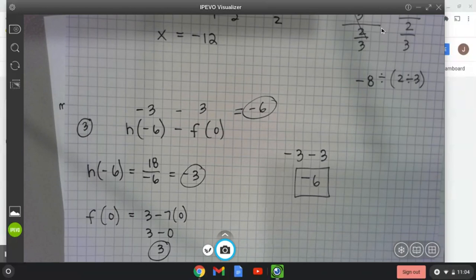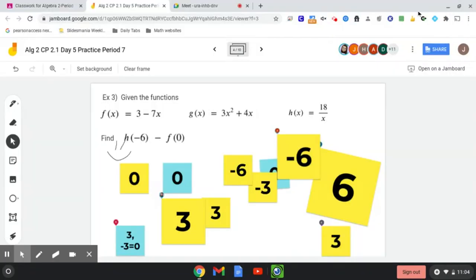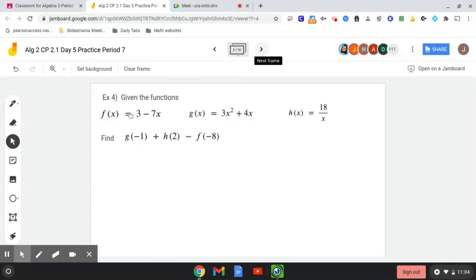Okay, perfect. All right, let's go to the next one. It's the same thing, except I add another one. Same exact 3 functions, except now I want you to find g of negative 1. You're going to get a number for that. You're going to add it with h of 2. You're going to get a number for this. Then you're going to subtract f of negative 8. You're going to get a number for that.